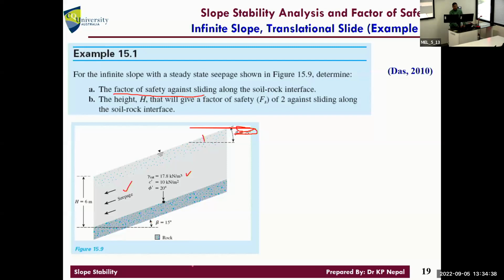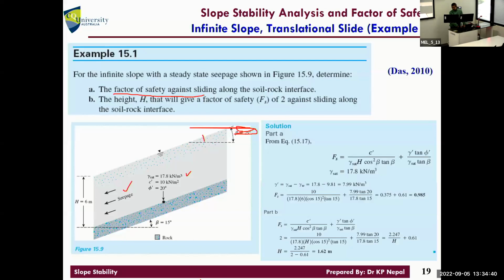How much did you get? 0.984. Is that correct? What did you get there? 0.985. Yeah, good, you got that. Tell me what that number means for you. It's not safe. It's less than 1. Less than 1, critical. That slope, if there is water seepage through that 15-degree slope with those soil properties, will not stay there. It's a failure. Okay, what's the second part of the question now?